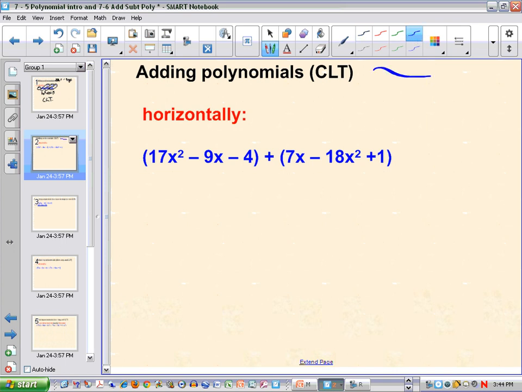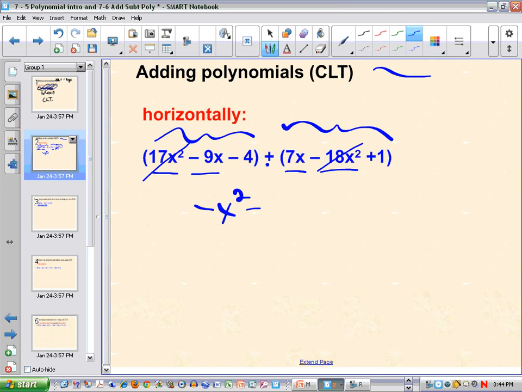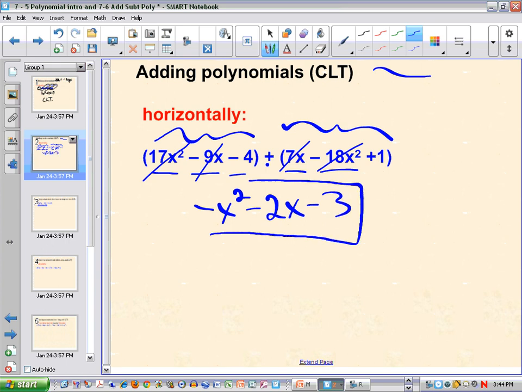So horizontally, I've got this chunk plus this other chunk. So I'm just adding the two polynomials, collect like terms. I've got 17x squared plus negative 18x squared, which would give me negative x squared. I'm done with those. I've got negative 9x plus 7x, that'd be negative 2x. Done with those. Then I got negative 4 plus 1, that's negative 3.